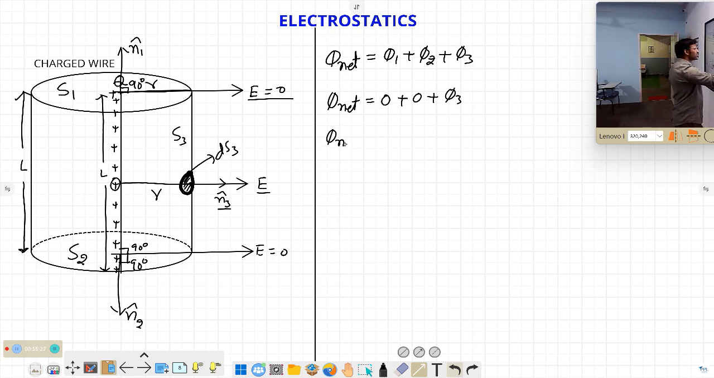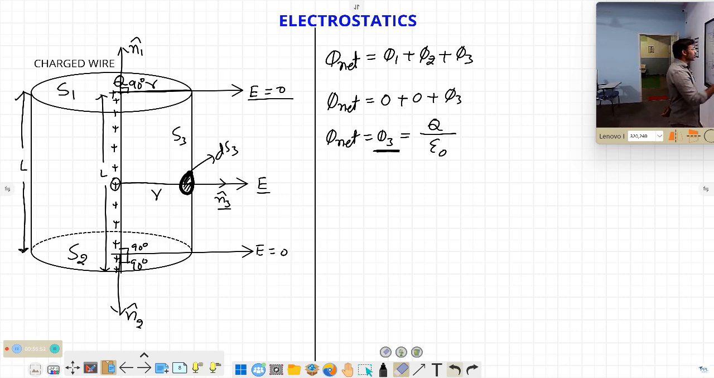So net flux is nothing but phi 3, and according to the formula we can write q by epsilon naught, the charge enclosed. That means 1 by epsilon naught times the charge enclosed in that. So what is q here? If we replace it, okay, sorry, phi 3, the flux phi 3.